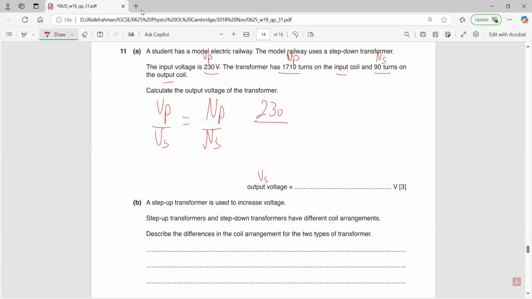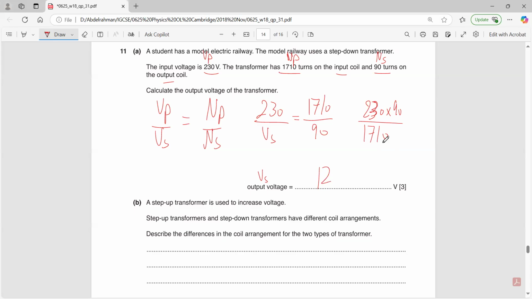230 over VS equals 1710 over 90. Cross multiplication: 230 times 90 over 1710. This would be around 12 volts.